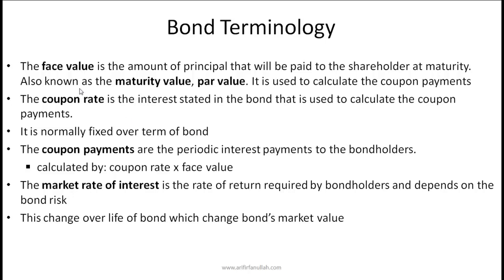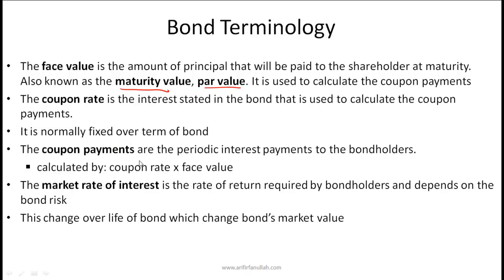Some basic bond terminology. The face value is the amount of the principal that will be paid to the bondholder at maturity. This is also known as the maturity value or the par value. It is used to calculate coupon payments. The coupon rate is the interest rate stated in the bond that is used to calculate coupon payments. It is normally fixed over the term of the bond.